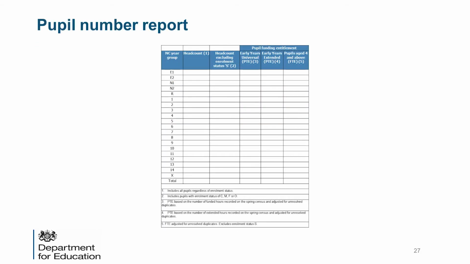To assist schools in quality assuring the pupil numbers held on their return, a report is available from the Reports section in Collect. The Pupil Number Report will provide a head count of your pupils by National Curriculum Year Group, a head count of your pupils minus subsidiary registrations, and the number of pupils that will be used in the DSG and pupil premium calculations.